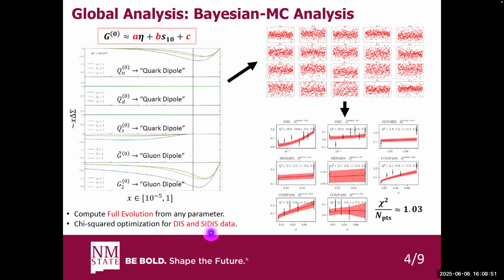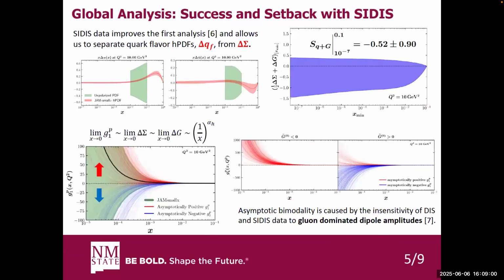data. In total, for DIS and SIDIS, there's 226 data points, and we fit them all with a pretty good chi-squared, very close to 1. And this is actually a couple phenomenologies ago, where we only had DIS and SIDIS data. This gave us some pretty good answers.